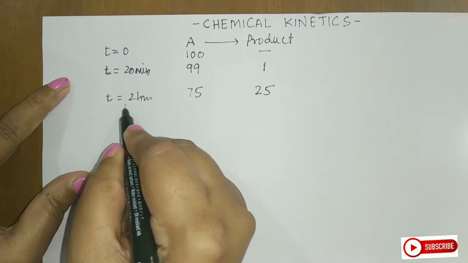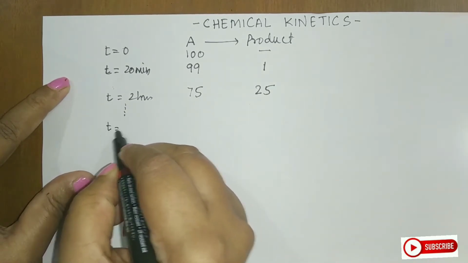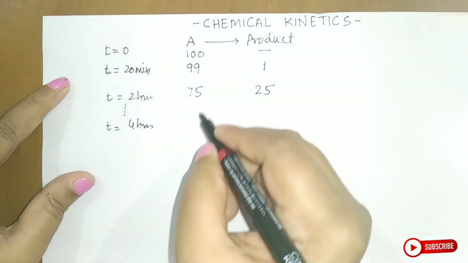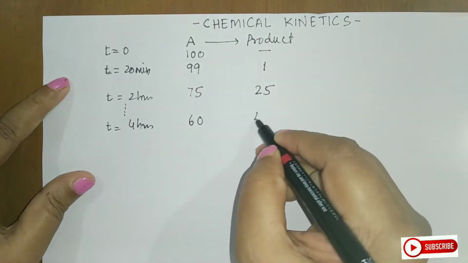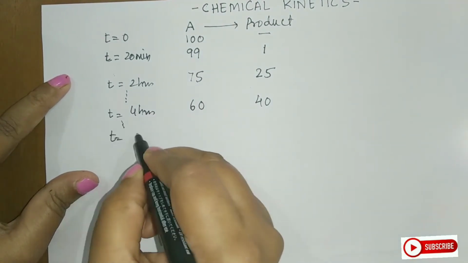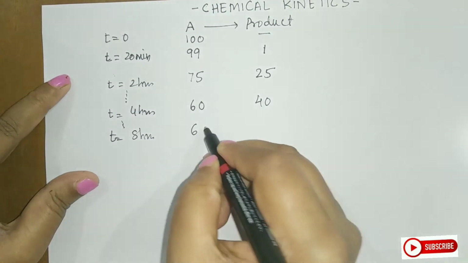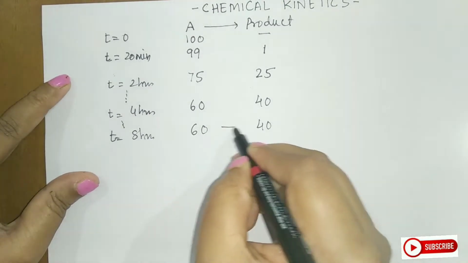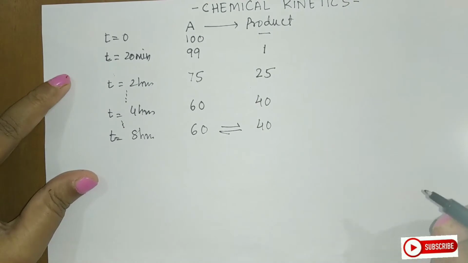I observe that after 4 hours, this concentration is 60 and this is 40. And after 8 hours, I observed that this is again 60 and 40. This is a stage where we can say that the equilibrium stage has been established.